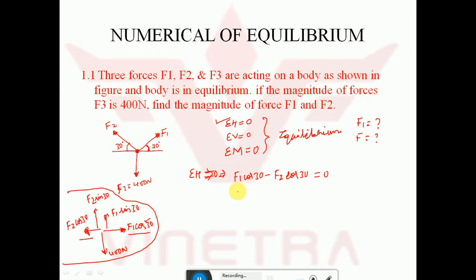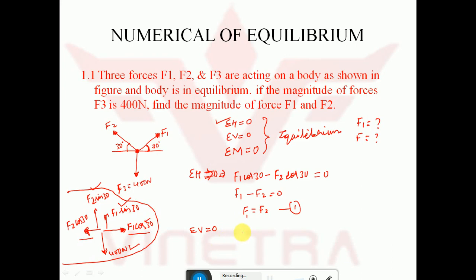So F1 minus F2 is equal to 0. I have taken cos 30 common, and if it comes here it will become 0. F1 equal to F2. So let us give it as equation number 1. Now consider summation of vertical forces is equal to 0. Now let us satisfy this condition. What are the vertical forces? F2 sin 30, F1 sin 30 and 400 Newton are the vertical forces that are acting here.